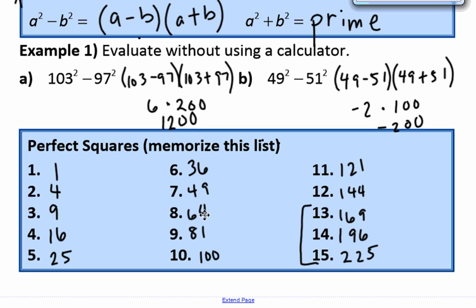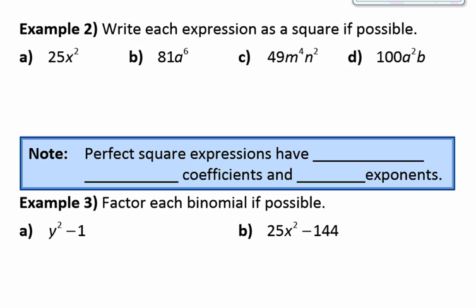Okay, so any other numbers are not perfect squares in this list. Only these in this list are perfect squares. Now, of course, you can go further, 16, 17, 18, but this is really the list we're going to work with. Now what I want you to do is write each expression as a square if possible. So, for instance, for part A, 25. 25, we already know, is a perfect square of 5.